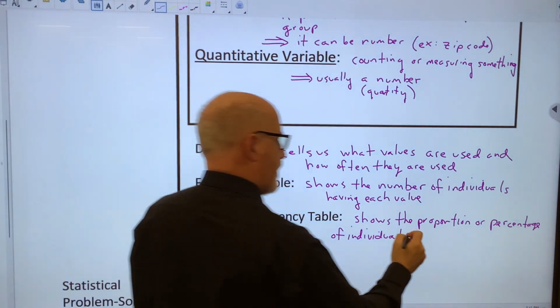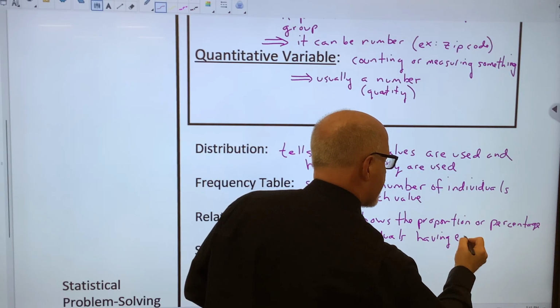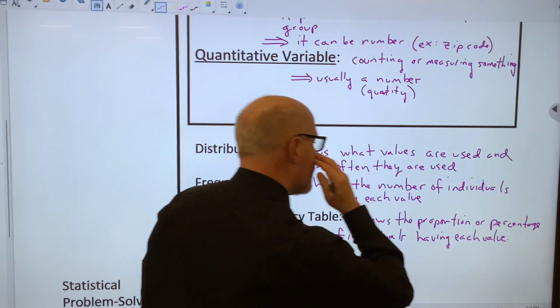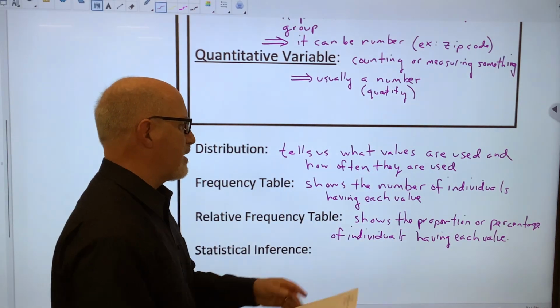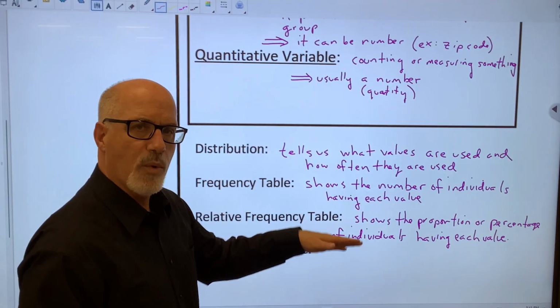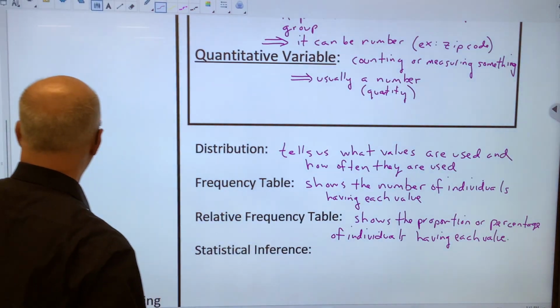Okay, having each value. All right, so they're tied together, but this just tells us the number of them. This will say what ratio you have, this out of how many, or what percentage we have.